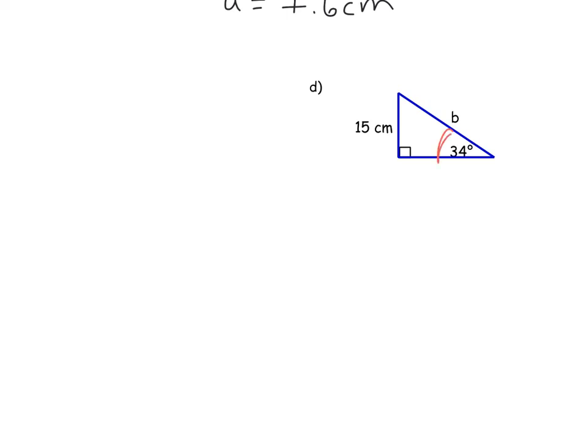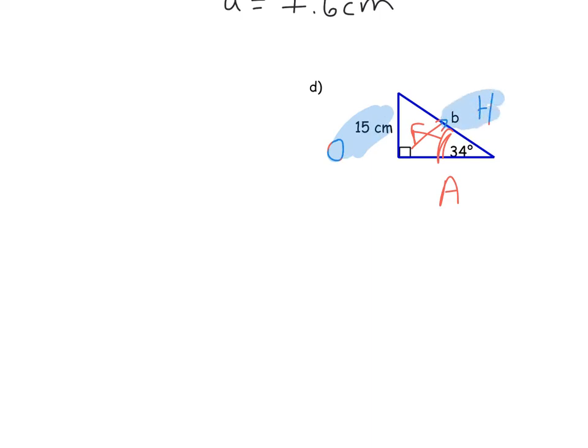So here is my angle, 34 degrees. So that allows me to label. I've got my opposite side here, and I've got my hypotenuse across from the right angle, and that leaves my last side here as my adjacent side. So what do I have information on? Well, I have information on my opposite side, and I want to know about my hypotenuse.